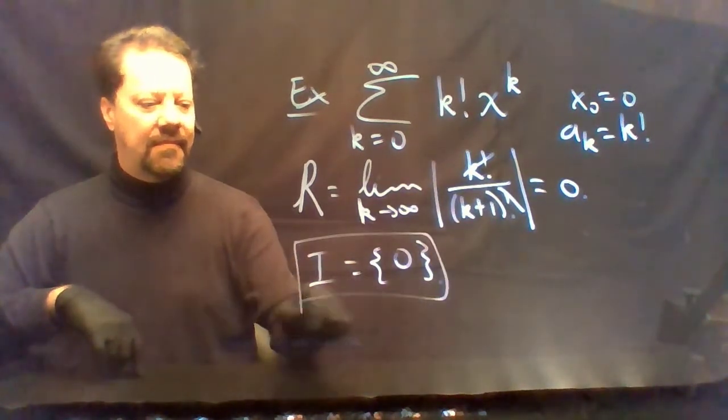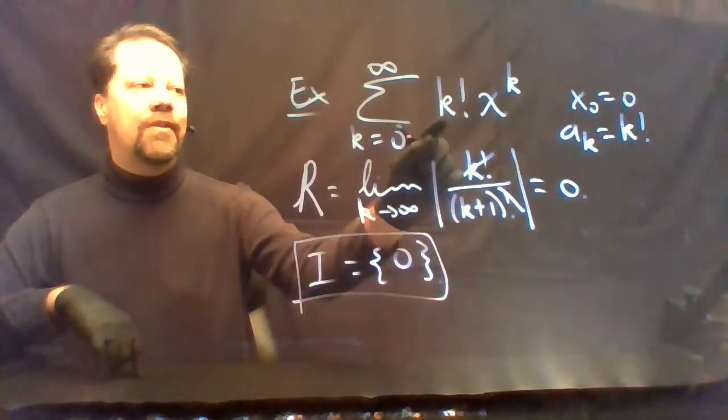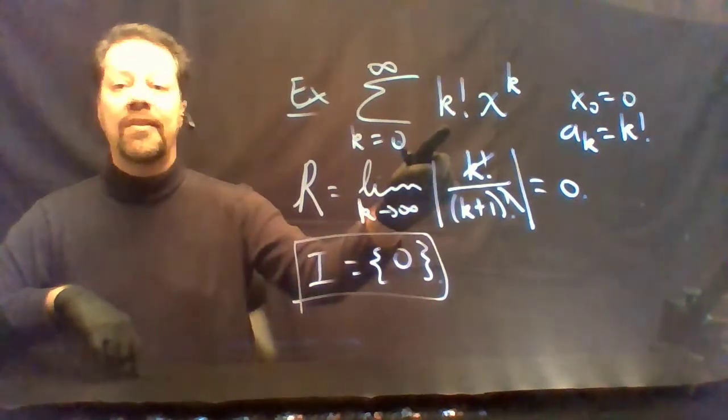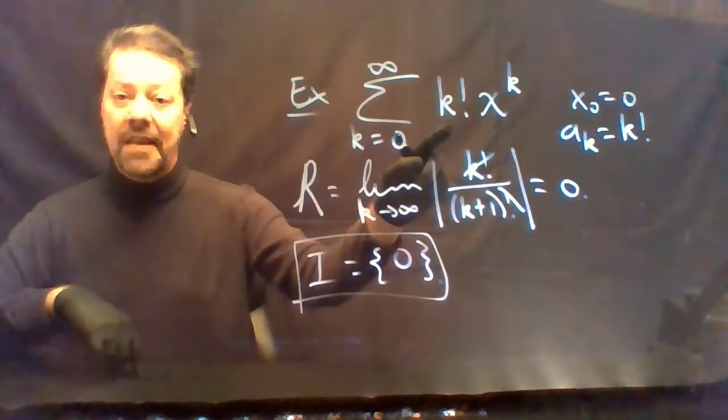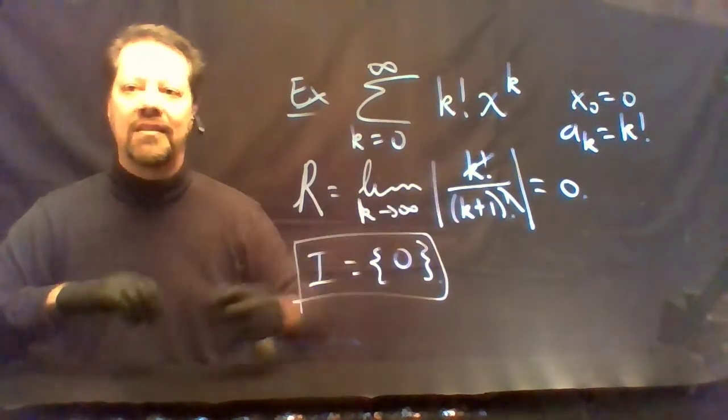I think you can see that for a power series to converge, the coefficients have to go to zero fast enough. In this case, the coefficients don't go to zero, they blow up to infinity. So you only get convergence at the center for this particular series.